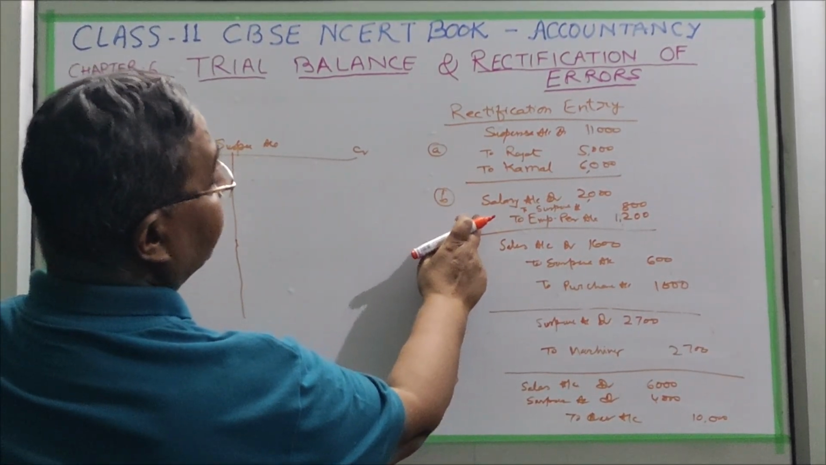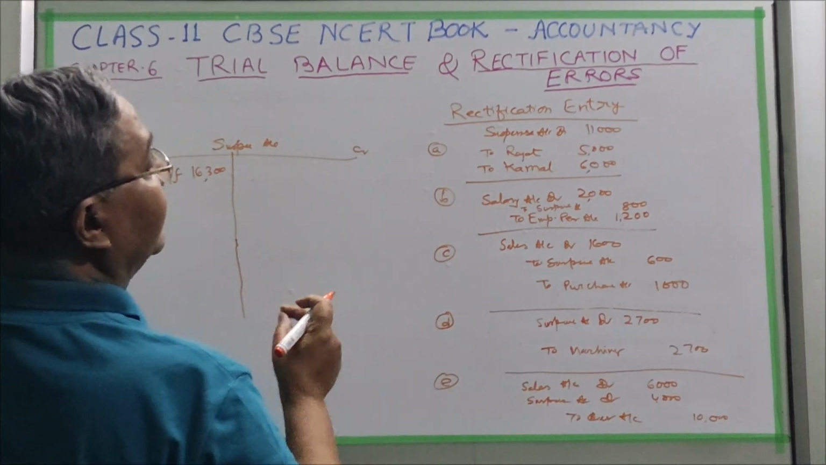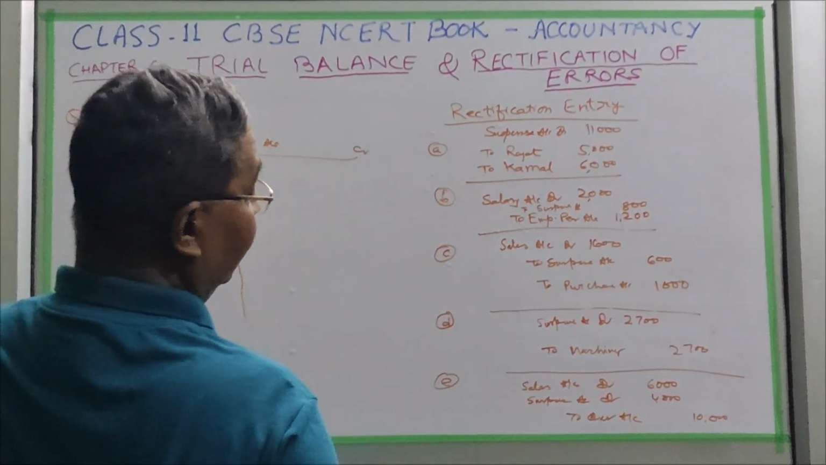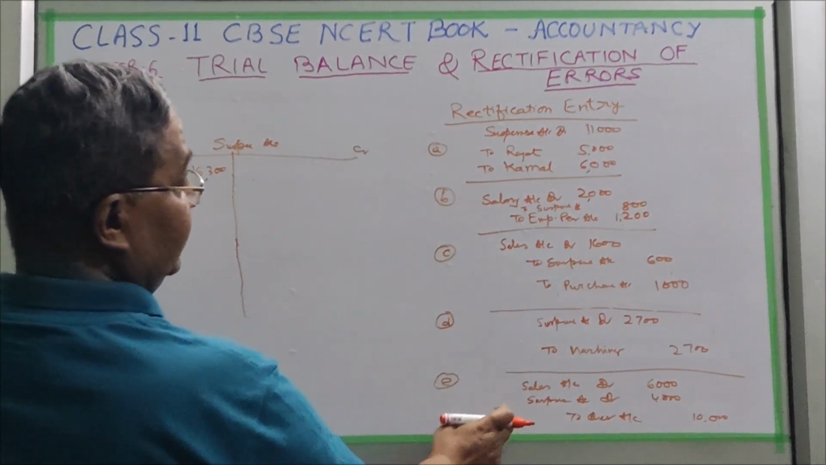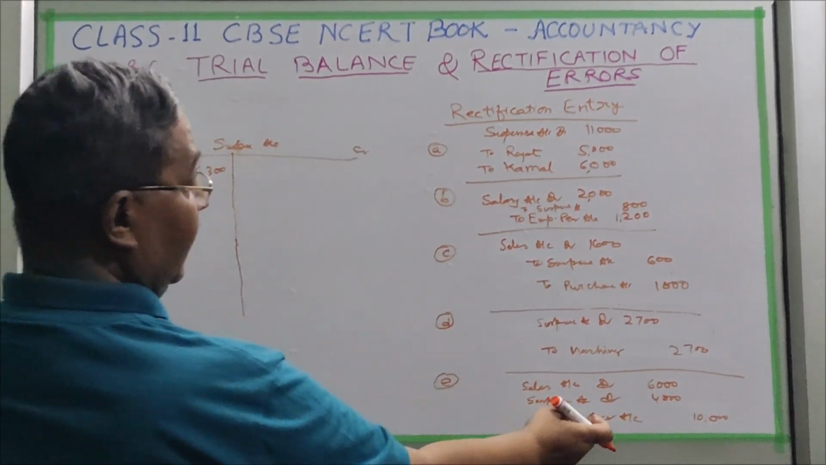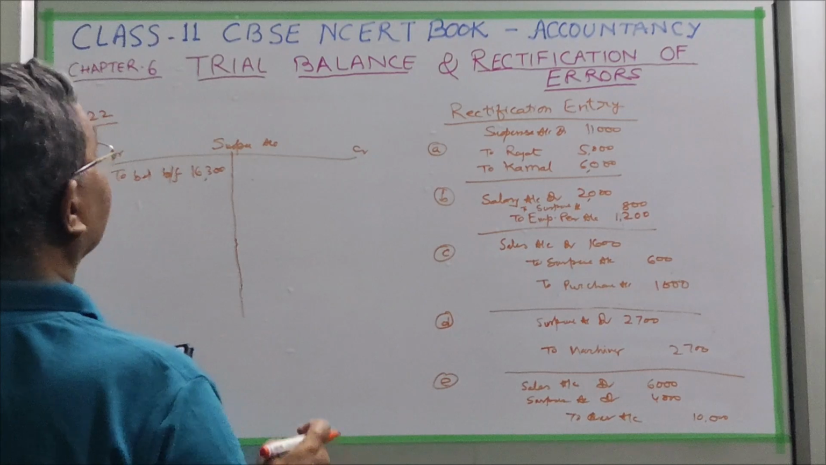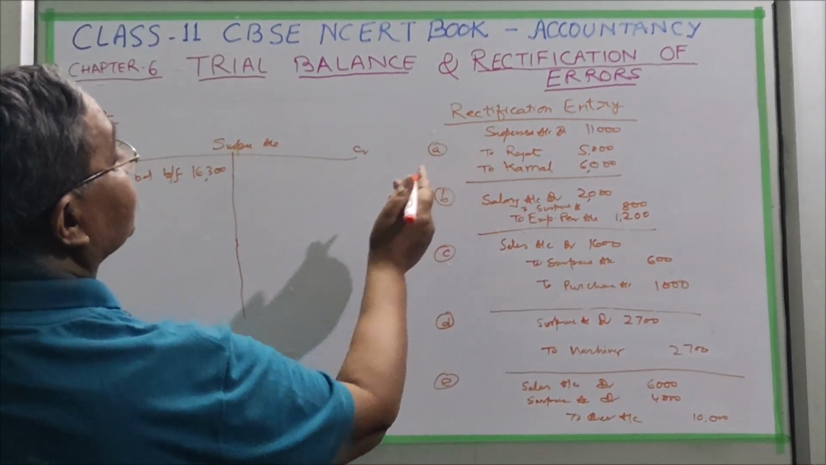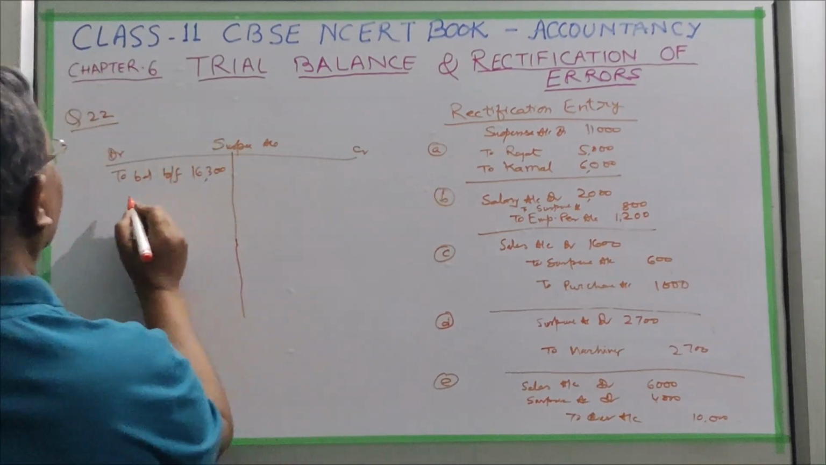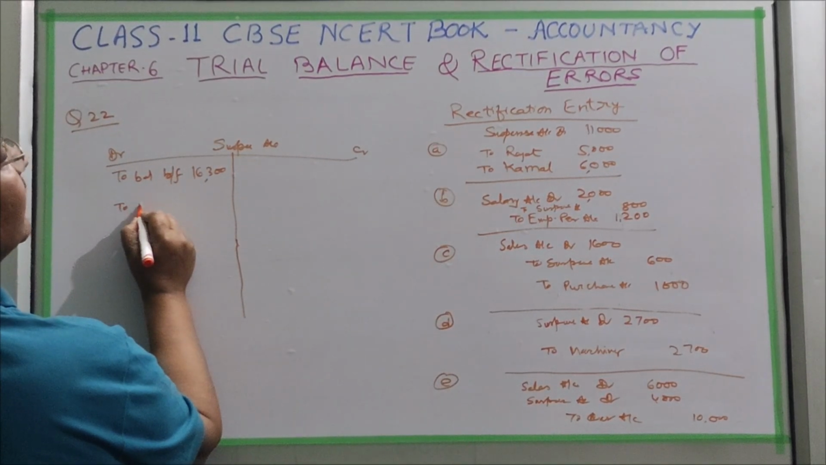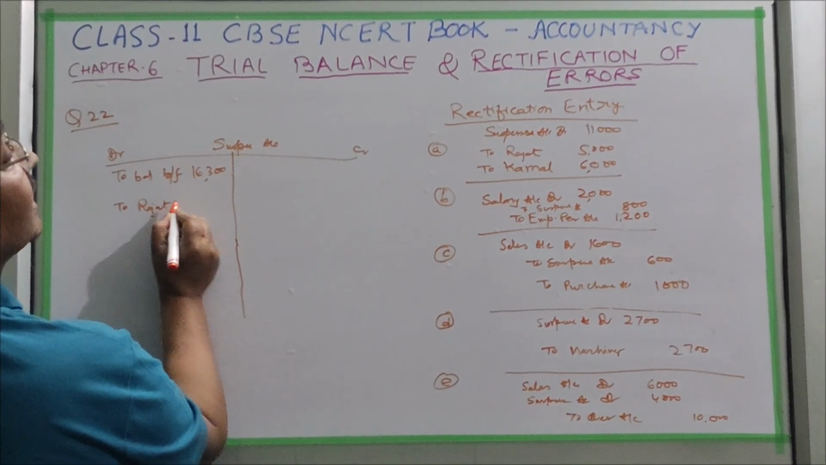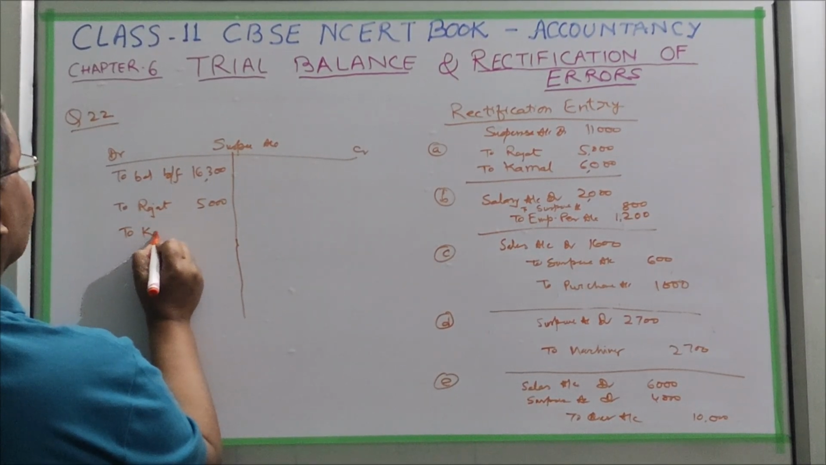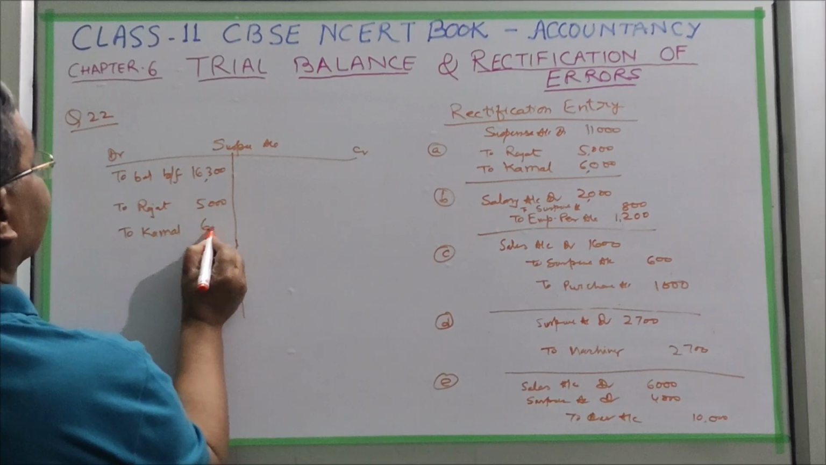Here some correction we have made, that's why the figures have changed. Okay, now it is correct. Here we have made some change. Because the car is 10,000, 10,000 is also required. Now we'll post it from here. Suspense account debit to Rajat 5,000, to Kamal 6,000.